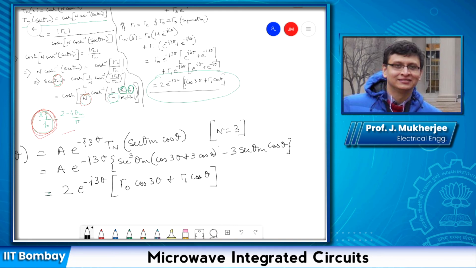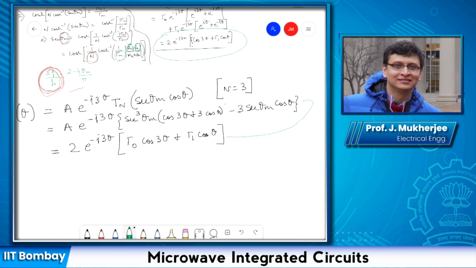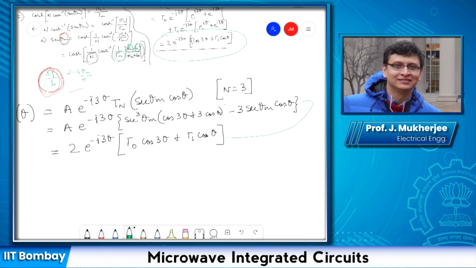So now comparing these two equations, this one and this one, what do we see? We see that, let's see the coefficient of cos 3 theta here and the coefficient of cos 3 theta here. Then we can write that 2 gamma 0 is equal to a sec cube theta m. Okay. So from here this implies gamma 0 is equal to half a sec cube theta m, and this must be equal to gamma 3.